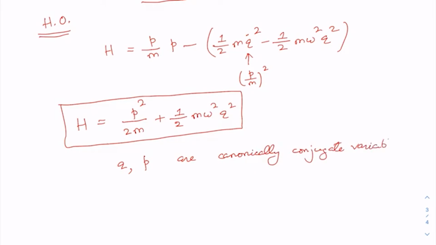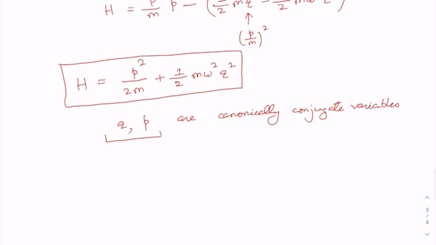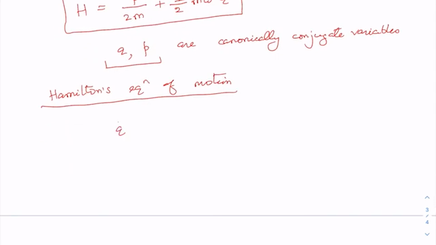Actually, any pair of variables are called canonically conjugate variables if they satisfy the so-called Hamilton's canonical equation of motion, or simply called Hamilton's equation of motion. So Hamilton's equations of motion are: one equation is q dot is equal to del H del p, and another equation is p dot is equal to minus del H del q.